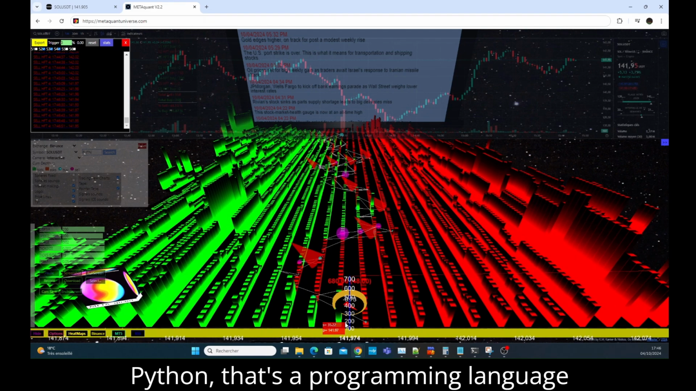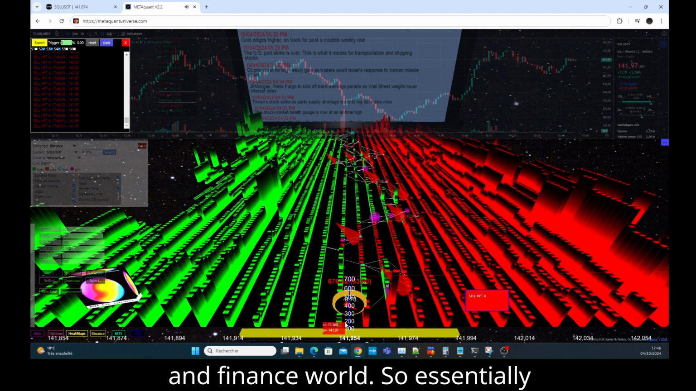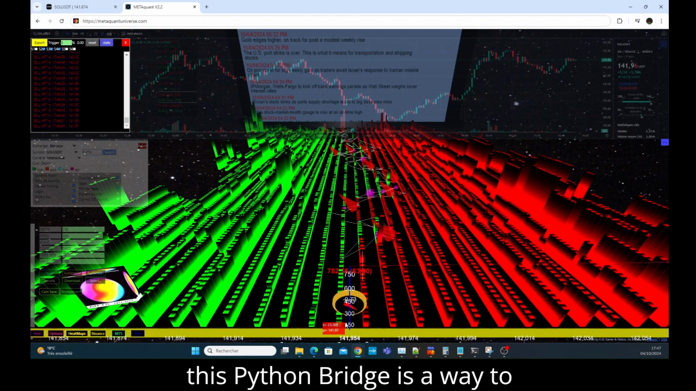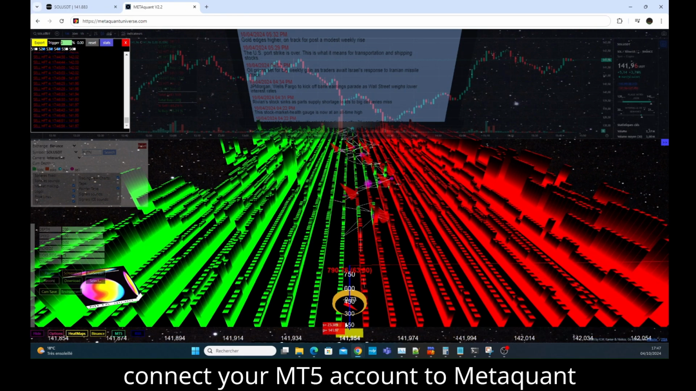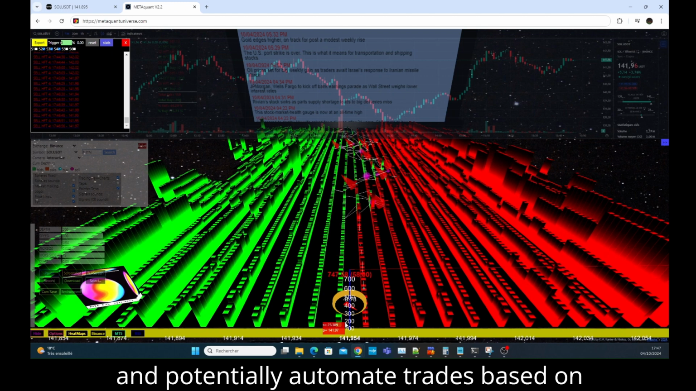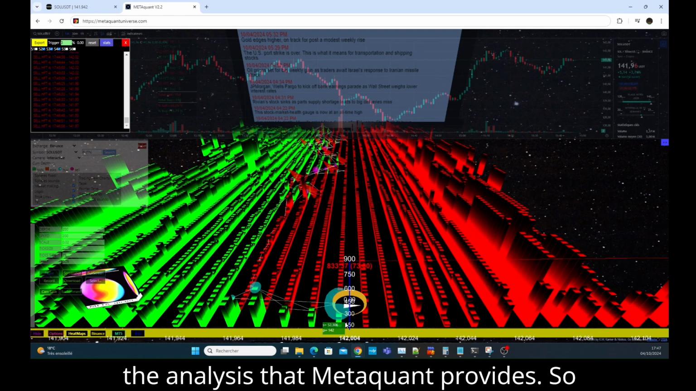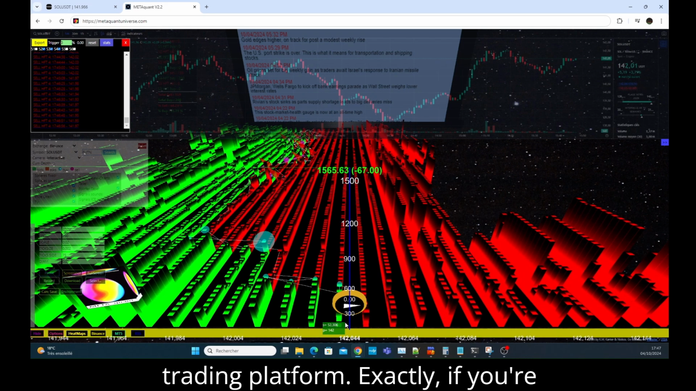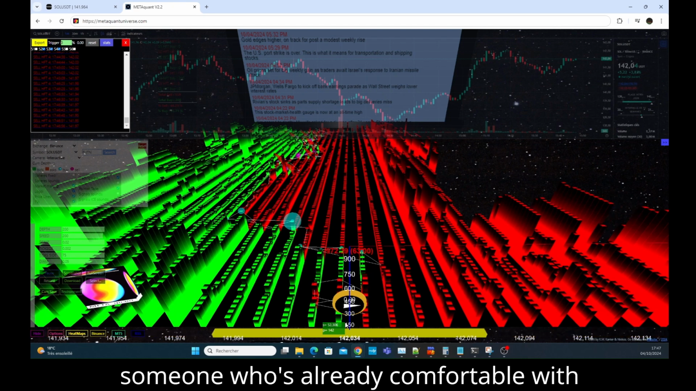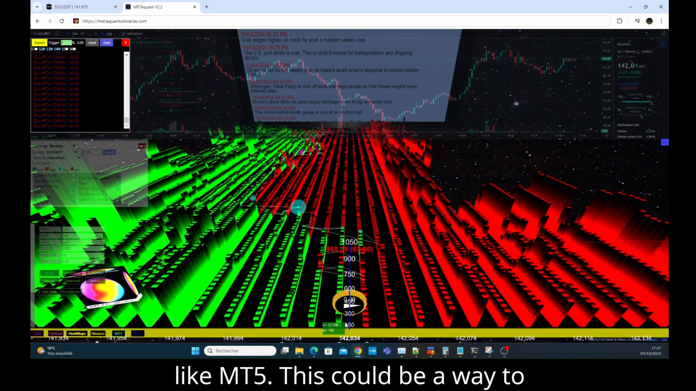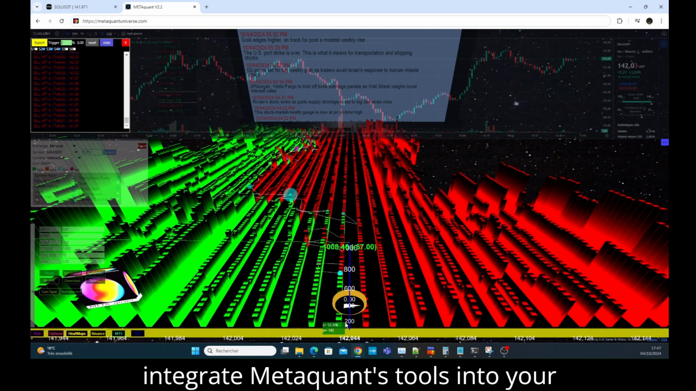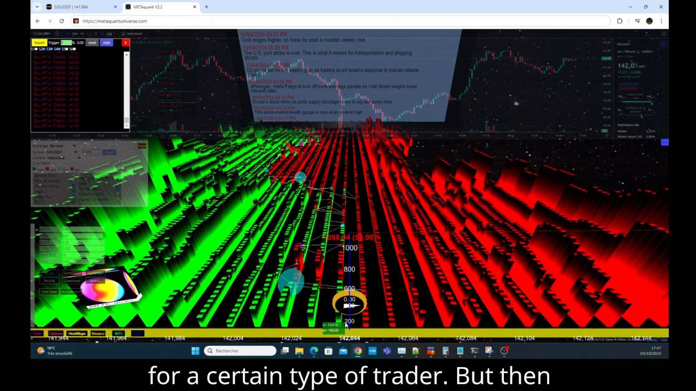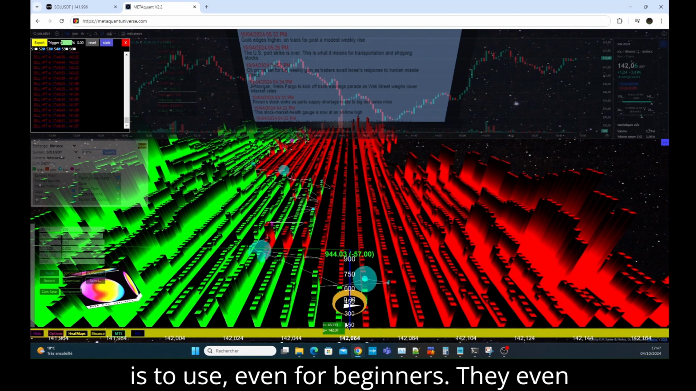Exactly. And Python, that's a programming language that's really popular in the data science and finance world. So essentially, this Python bridge is a way to connect your MT5 account to MetaQuant and potentially automate trades based on the analysis that MetaQuant provides. So it's like a way to bridge the gap between their platform and a more traditional trading platform. Exactly. If you're someone who's already comfortable with algorithmic trading and using a platform like MT5, this could be a way to integrate MetaQuant's tools into your existing setup. Okay, so that makes sense for a certain type of trader. But then they also talk about how easy MetaQuant is to use, even for beginners.